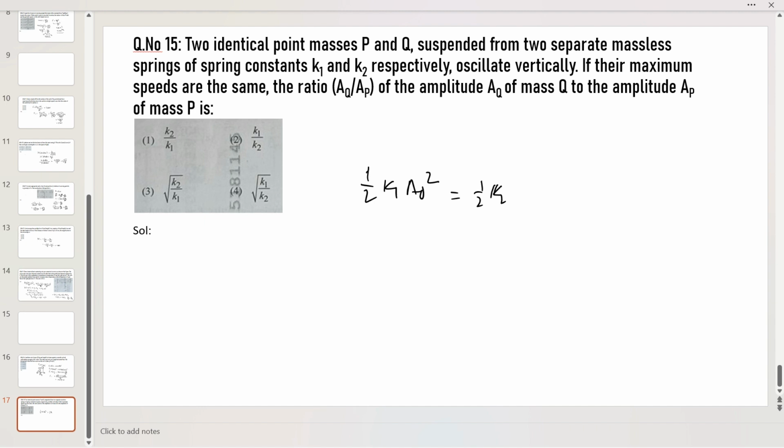These are point masses P and Q. Let the amplitudes be AQ and AP, so K1 AQ square equals K2 AP square. From here we get AQ square by AP square equal to K2 by K1, and so AQ by AP is equal to root over K2 by K1. So this is your answer.